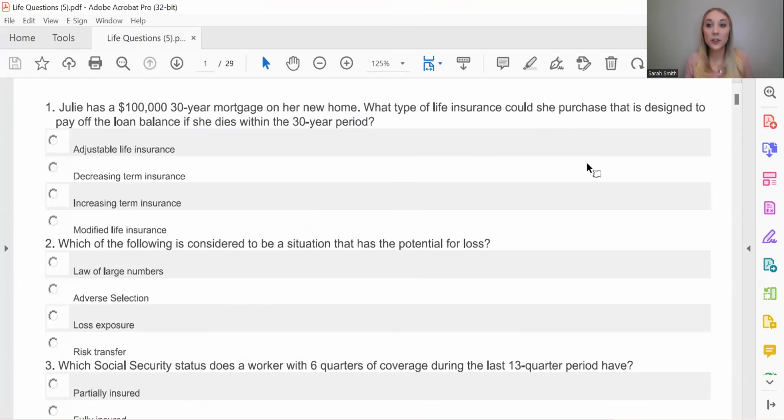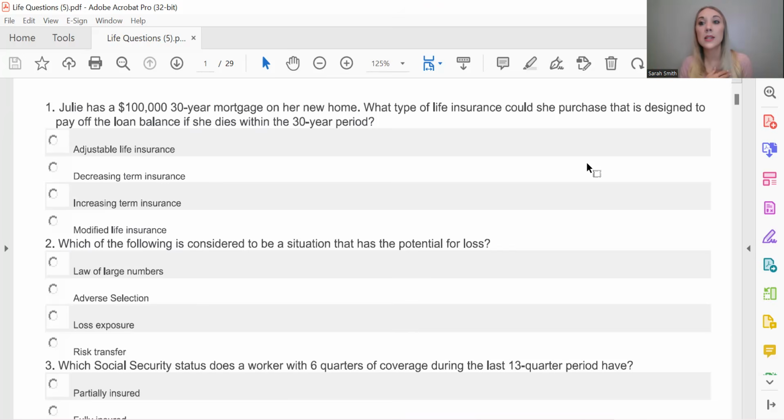If you said decreasing term insurance, you are correct. Let's go into that. Decreasing term insurance is obviously going to decrease the amount of coverage that you have over time. Why is that useful if you're protecting a mortgage?